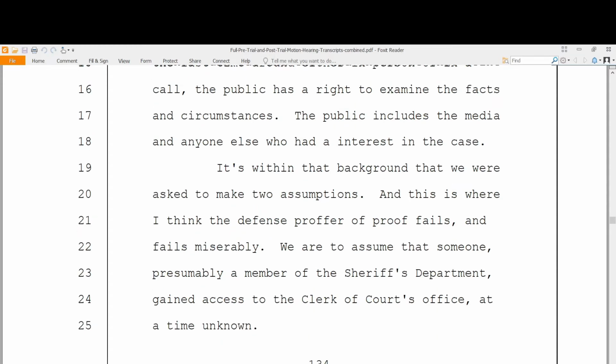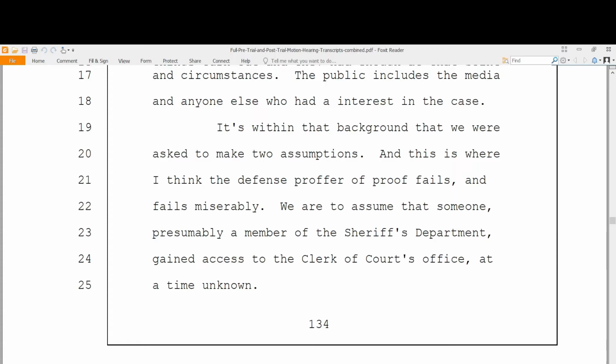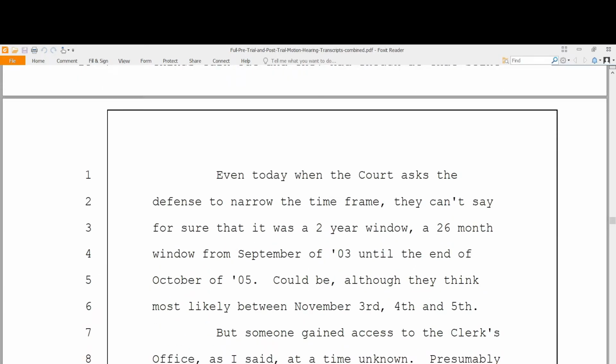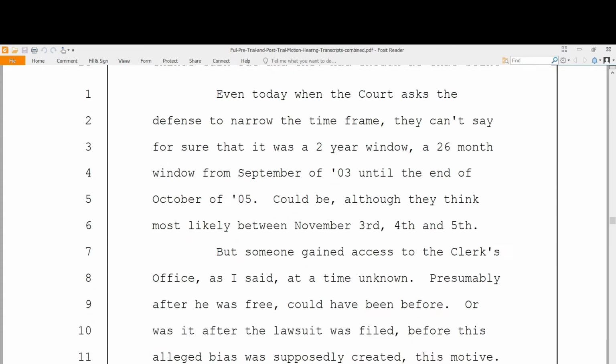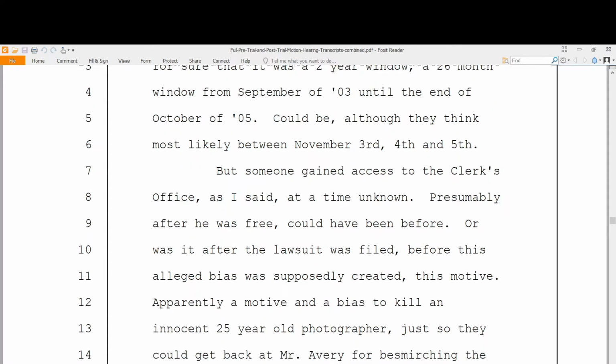It's within that background that we were asked to make two assumptions, and this is where I think the defense proffer of proof fails, and fails miserably. We are to assume that someone, presumably a member of the sheriff's department, gained access to the clerk of court's office at a time unknown. Even today, when the court asks the defense to narrow the time frame, they can't say for sure. It could be a 26-month window from September 03 until the end of October 05, although they think most likely between November 3rd, 4th, and 5th.